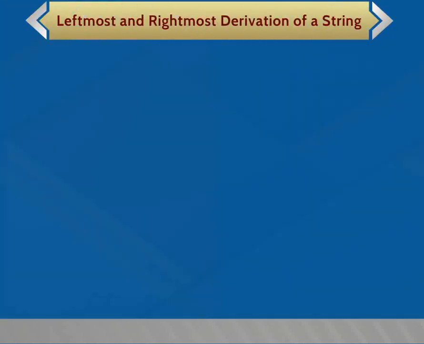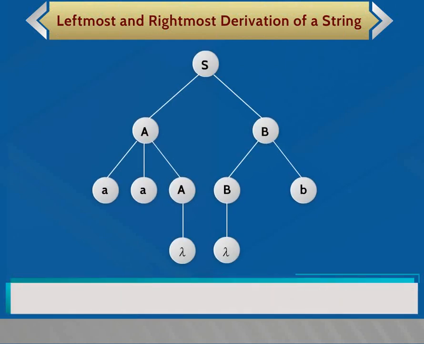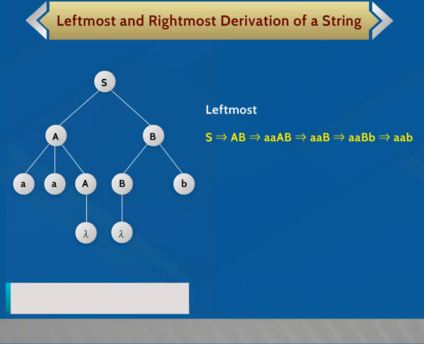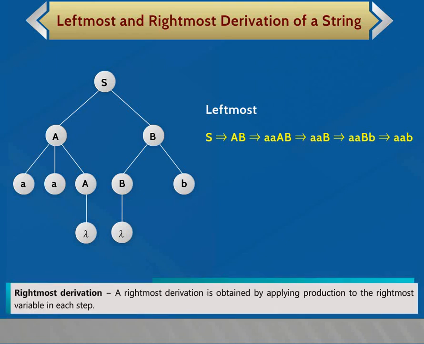Leftmost and rightmost derivation of a string. Leftmost derivation: a leftmost derivation is obtained by applying production to the leftmost variable in each step. Rightmost derivation: a rightmost derivation is obtained by applying production to the rightmost variable in each step.